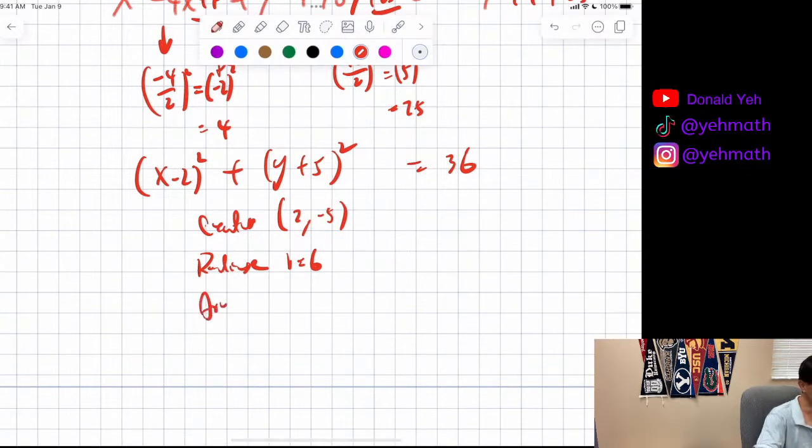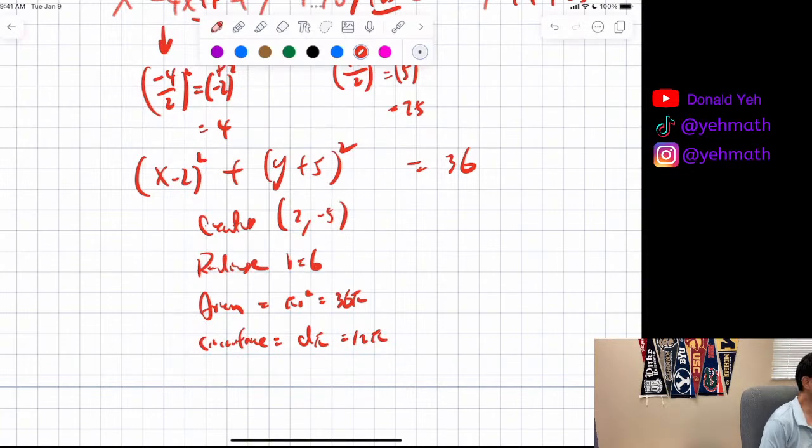What is the area? Well, area is equal to pi r squared. You have to know the formula. Pi r squared is what? 36 pi. Circumference is d pi. d is 12, so it'll be 12 pi. You have to know all this stuff. Got it? What's the area? Pi r squared. We're going to talk about that. That's actually pretty important.